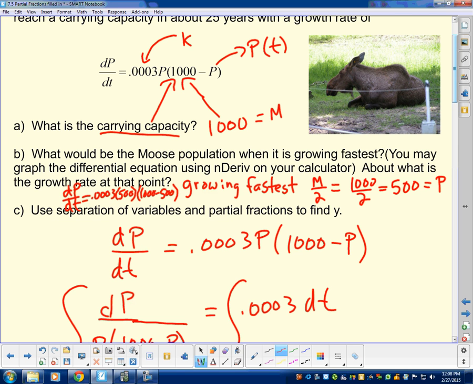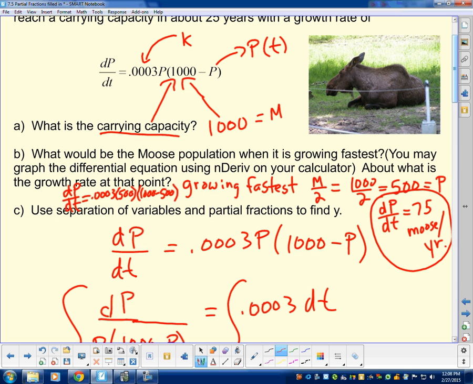So 500 times 500 times 0.0003, and we get a dp/dt of 75. What are the units on that? These aren't people we're talking about. Moose per year. Yes, that is correct. That is a rate of change. So our growth rate, when it is growing fastest, is 75 moose per year.